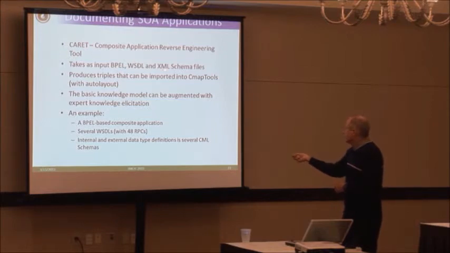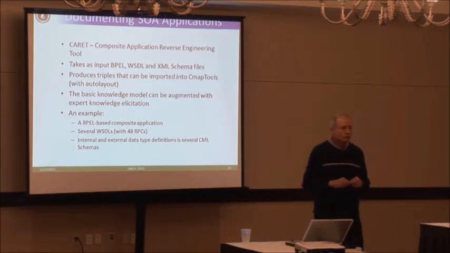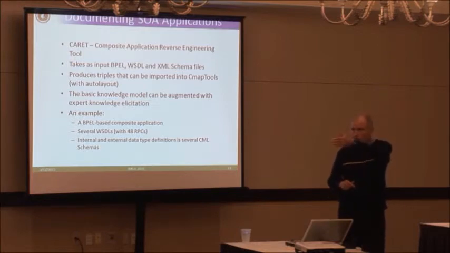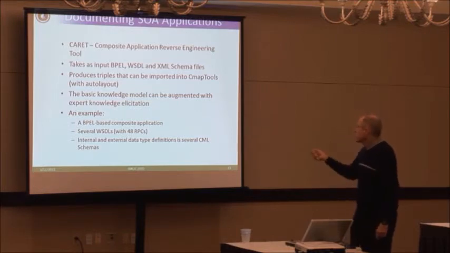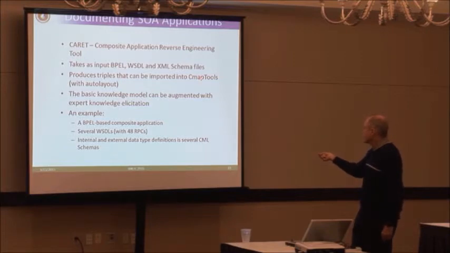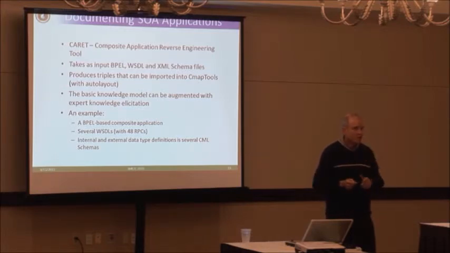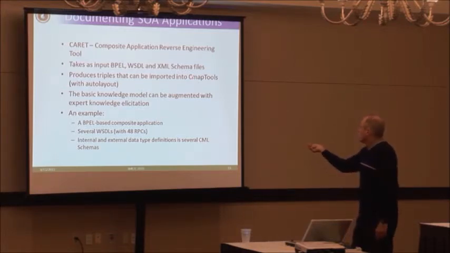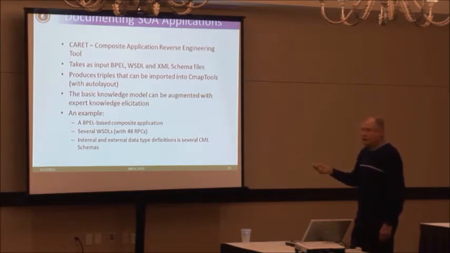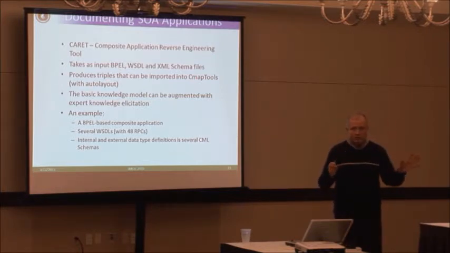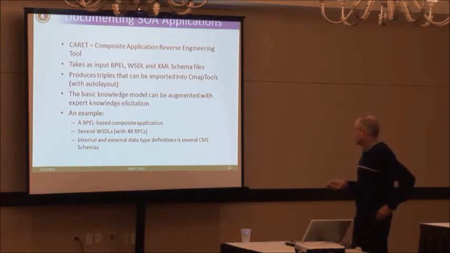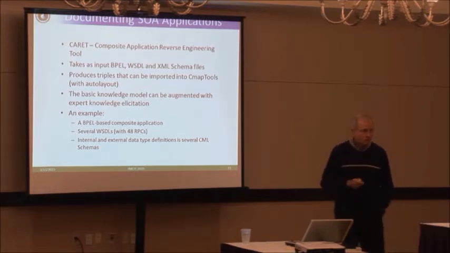Carrot takes these things, munges them all together, and produces triples. You remember concept, linking phrase, concept, what I talked about right at the very beginning? That is a triple. Carrot takes these as input and then produces triples, which can be imported into this tool I'll tell you about just in a moment. Actually, CMap Tools is the tool that was used for all of the concept maps you have seen. The triples are imported there. Auto layout gets a rough layout of it, and then a person can just refine it from there. The basic knowledge model can be augmented, again, with expert knowledge elicitation.